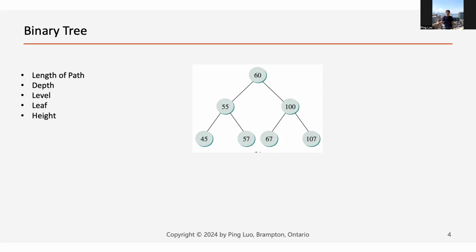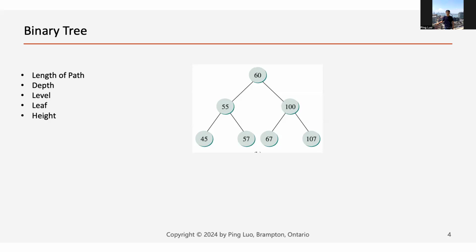And similarly, 45 is also here, the depth is 2. Because 45 and 57 are at the same depth from the root node, we say they are in the same level. And all these nodes that have no children, we call them leaves. This is the root, and this is a leaf. They are at the very end of this tree.